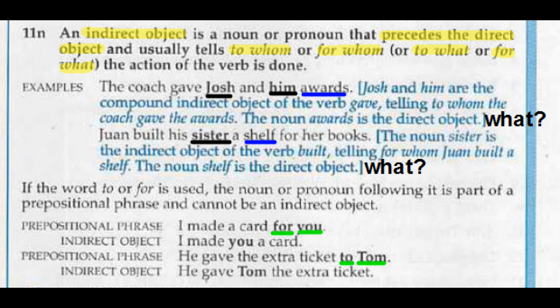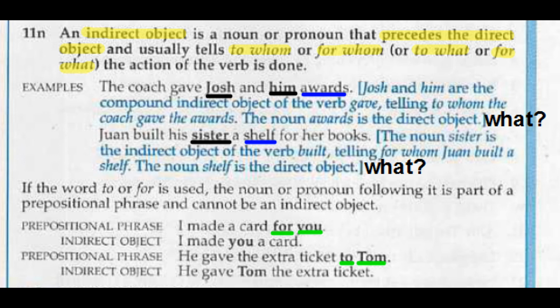Let's look at the next part. If the word to or for is used, the noun or pronoun following it is part of a prepositional phrase and cannot be an indirect object. I made a card for you. For is a preposition. You is going to be the object of the preposition there.